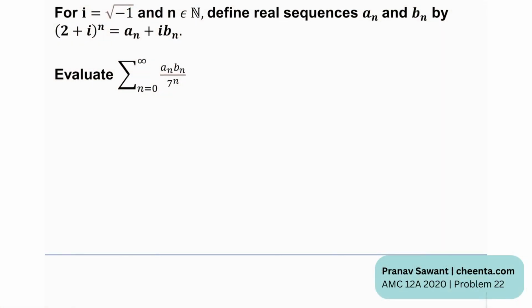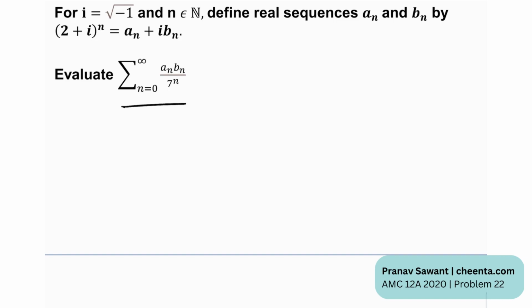Okay, so they're saying for i equal to square root of minus 1, so standard iota, we're dealing with complex numbers, and n is a natural number. Define real sequences a_n and b_n by this expansion, right? (2 plus i) raised to the power n is equal to a_n plus i times b_n, and evaluate this infinite-looking sum, right?